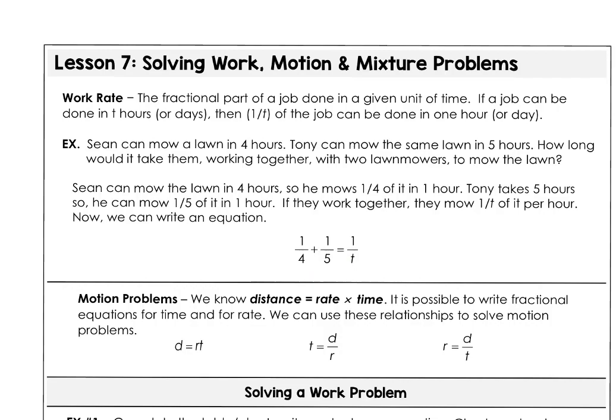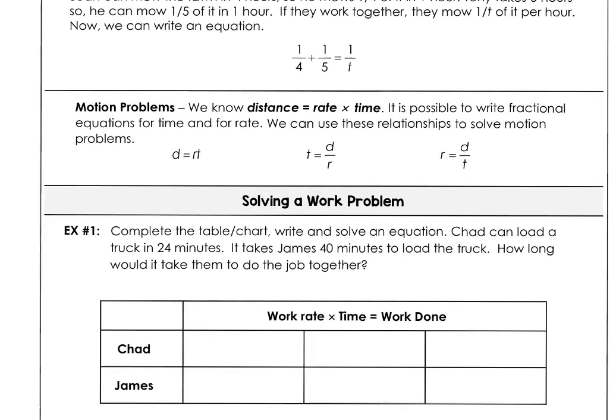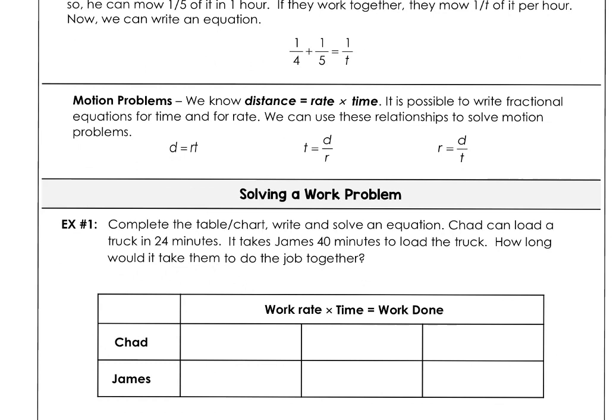Also, motion problems, we know that distance is rate times time. It's possible to write a fractional equation for time and for rate. This is our main formula that we've known since elementary school. If distance is rate times time, you can divide by rate and get a name for time. Time is distance over rate. And similarly, we can get a name for rate. Rate is distance over time. So let's look at our first problem.